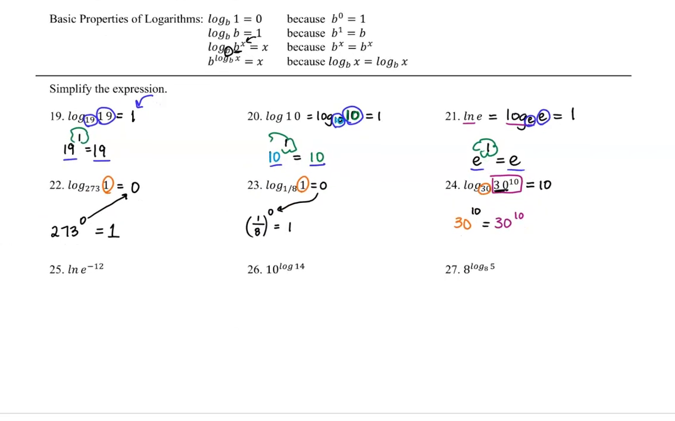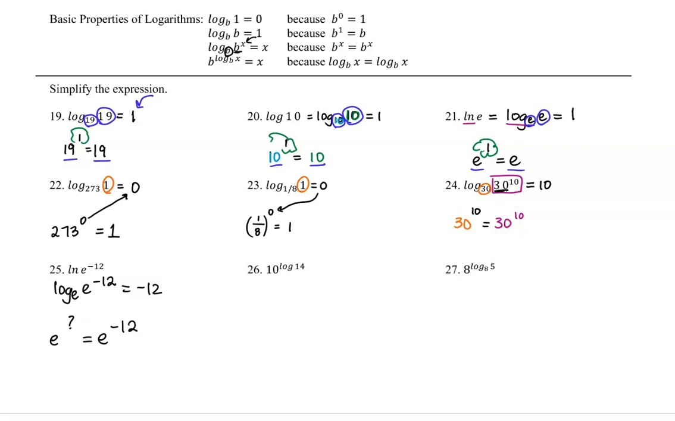Something similar is going to happen in example 25, because remember that natural log is the same thing as log base e. So this is log base e of e to the negative 12. To evaluate this, we're looking for what exponent goes on the base of e in order to give us e to the negative 12, and that exponent is negative 12.